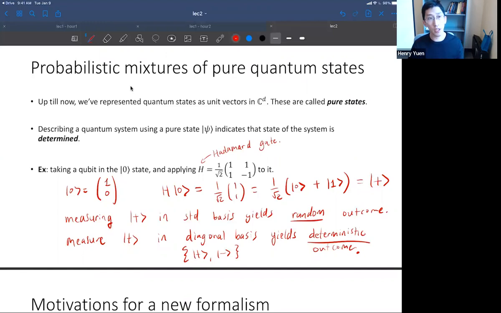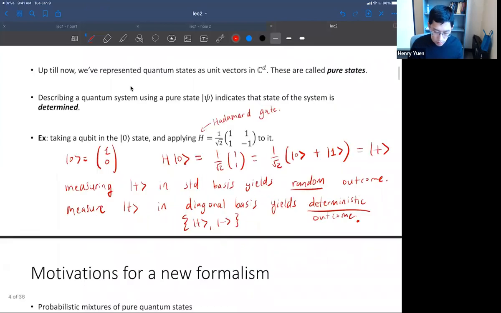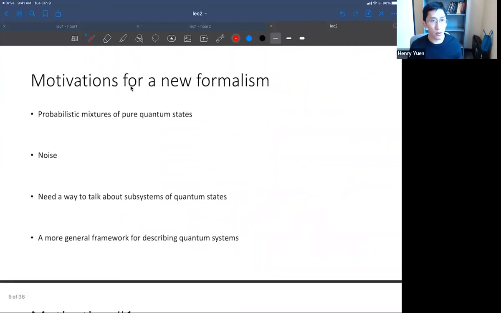But in quantum information and in quantum physics, we sometimes want to talk about systems that aren't deterministic in the same way. And we need a new formalism to describe those types of random states. That's what mixed states and density matrices are for. There are a lot of reasons to have this new formalism. One is, like I just mentioned, you want to talk about probabilistic mixtures of these pure quantum states.